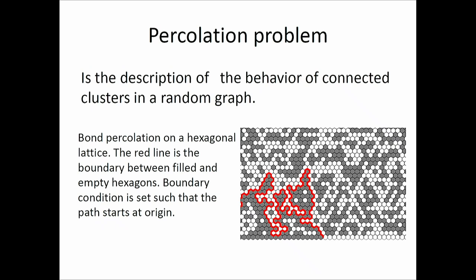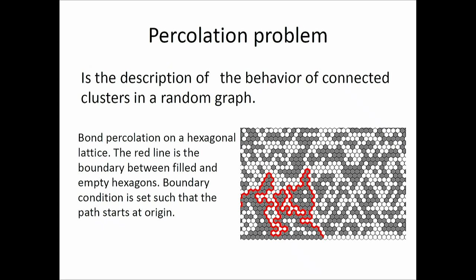When the lattice is large enough, you can feel that it is actually a difficult problem to solve. And the main question is, what is the critical probability with which, if you place bonds, a global cluster will form?